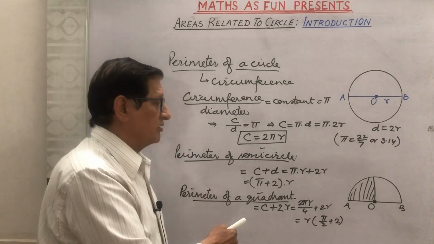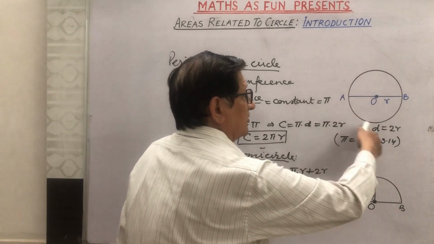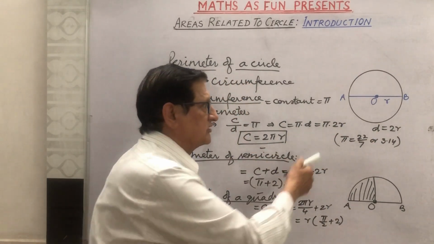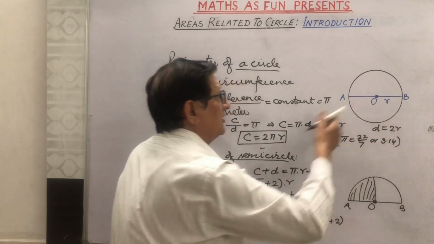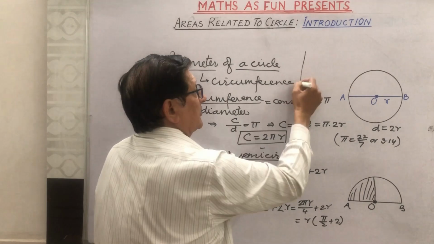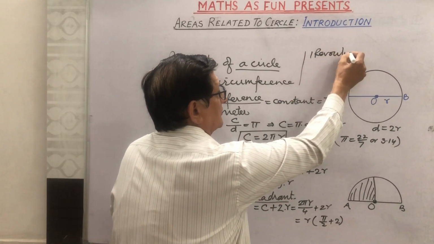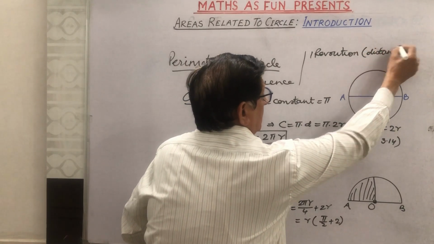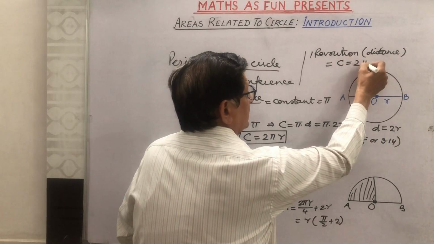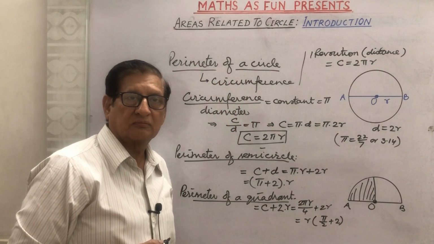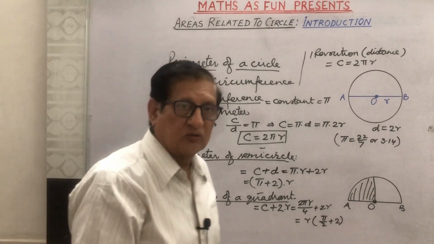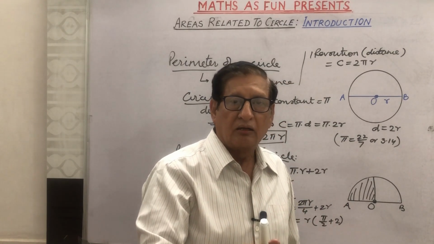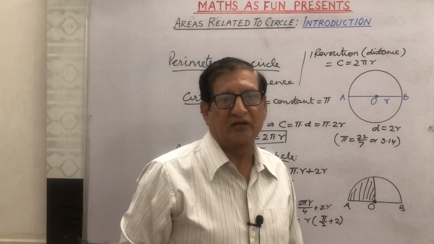One more thing we should learn here: if this is a circular wheel and it completes one revolution, then the distance covered by it will be equal to the circumference. So we can remember here that in one revolution, the distance covered will be equal to the circumference, that is 2 pi r. This is very useful, that in one revolution a circular sheet or circular wheel covers a distance equal to the circumference.